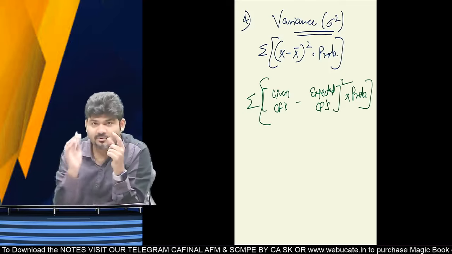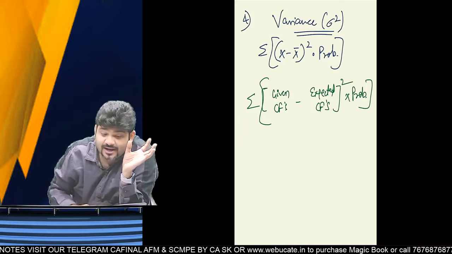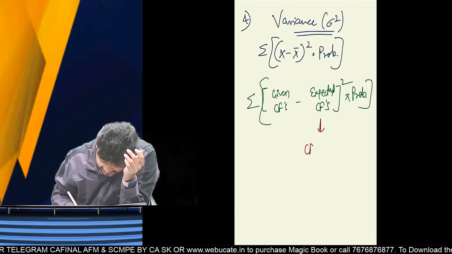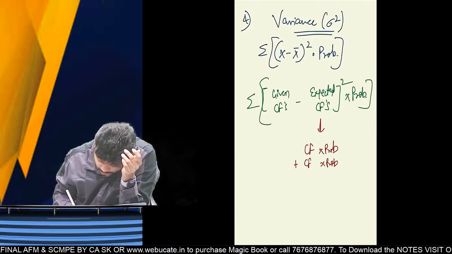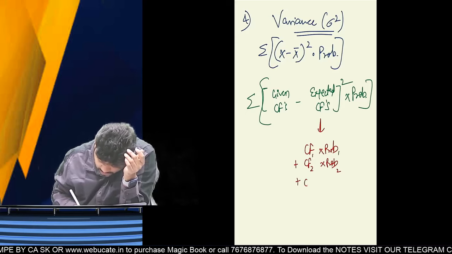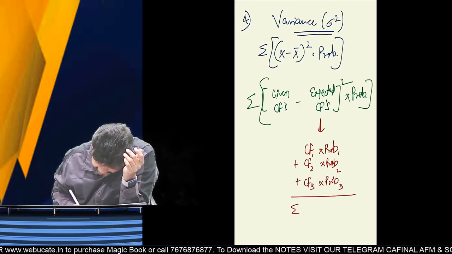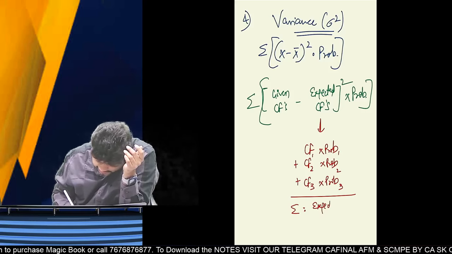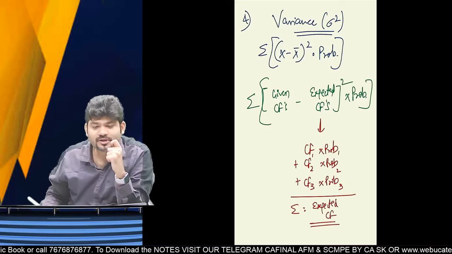Now given cash flows are given in the question. Expected cash flows, how to calculate? You know how to calculate the expected cash flows, guys. It is cash flows into probability 1, plus cash flows into probability 2. All of this together will give us the expected cash flows. Gotcha, everybody.